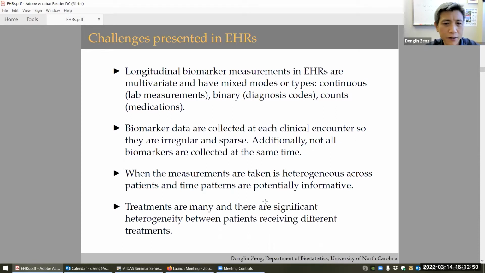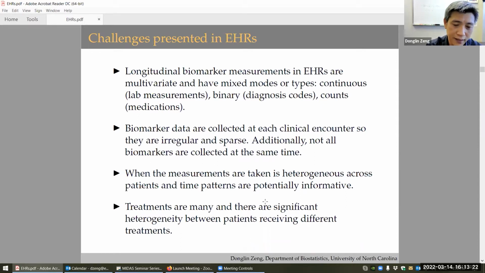And the second challenge is that the biomarker data is collected at each clinical encounter, and they're very irregular. When I say irregular, it means that within this 3-year window, some patients maybe have 2 or 3 records, but some patients have 20 or 30, and they happen everywhere. It's not a regular, fixed number of time points. It's pretty random, which I'm going to show you very soon. So this is the second challenge.